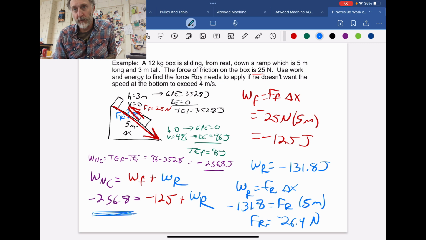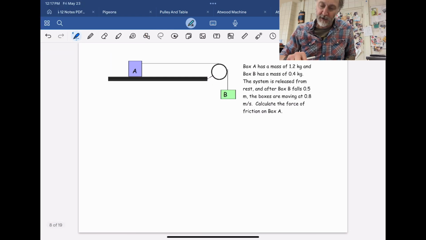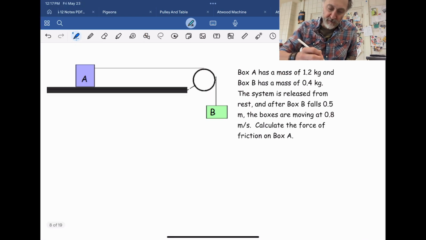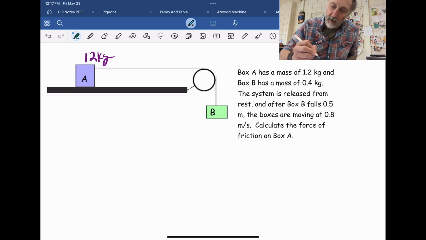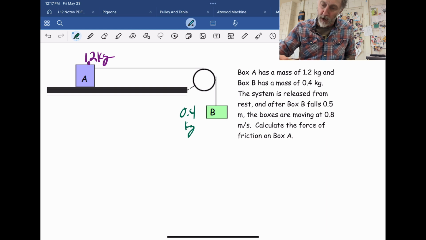We need to talk about what happens if there's a pulley in your problem, okay? And this complicates things just a little bit, all right? So here what we've got is this box. Box A has a mass of 1.2 kilograms. Box B has a mass of 0.4 kilograms. The system is released from rest.